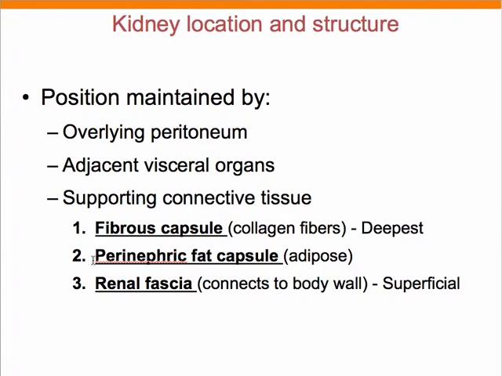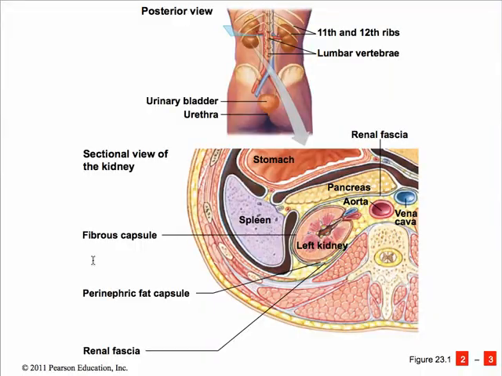Fascias are connective tissues, and in particular this is going to help hold the kidney in place to the body's wall. So if we come back, we can see right on the surface of the kidney we have our fibrous capsule. You cannot separate it from the kidney. It's collagen that's making that capsule. Around that we have our adipose tissue that's helping to anchor the kidney in place. And then around that we have the renal fascia, which is helping to anchor the kidney to the body wall.